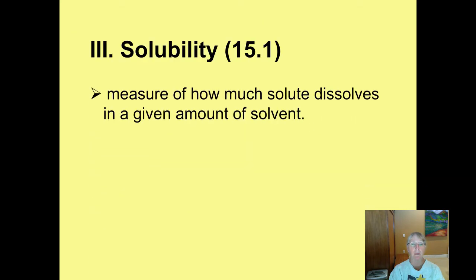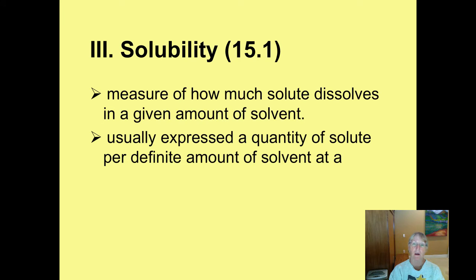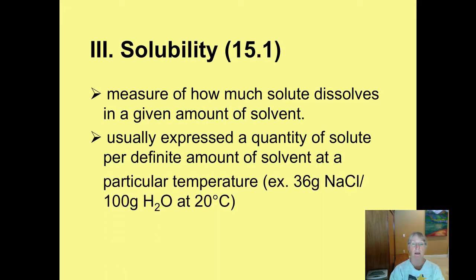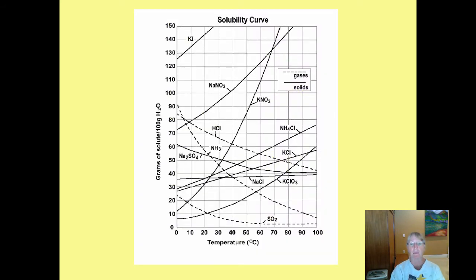Now, when we measure solubility, what we're measuring is how much solute can dissolve in a given amount of solvent. Usually it's expressed as a certain amount of solute that can dissolve in a particular amount of solvent at a specific temperature. So for example, we need to say not only can 36 grams of solid salt dissolve in 100 grams of water, you have to say at what temperature. Because as the solubility curves that we're going to examine in just a moment show, substances' solubilities are highly dependent upon temperature. These are examples of solubility curves.